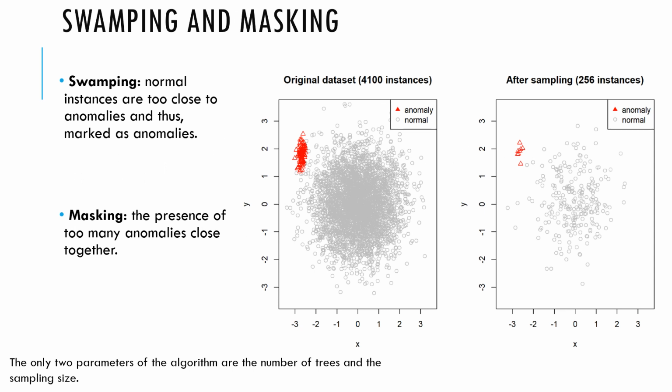When building isolation forests, we can encounter 2 different types of problems: swamping and masking. Swamping is when normal instances are too close to anomalies and thus marked as anomalies. Masking refers to the presence of too many anomalies close together. In this figure we can see the original dataset, and here we can see that it is difficult to differentiate between anomalies and normal data points because they are very close together. After performing sampling, now we can see that the anomalous data points are easier to isolate. The only two parameters of the algorithm are the number of trees and the sampling size.